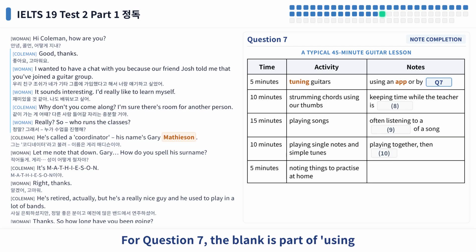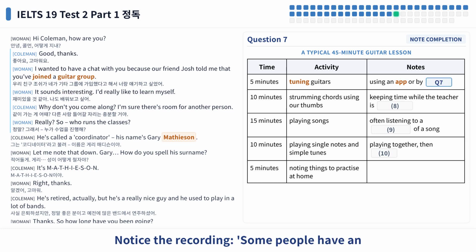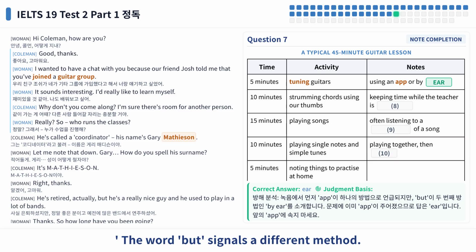For question 7, the blank is part of using an app or by. The question already gives app, so we need to listen for the other method. Keyword location. The word by tells us we need a noun, probably a method. In the recording, listen for app and but. Notice the recording. Some people have an app they use, but others do it by ear. The word but signals a different method.